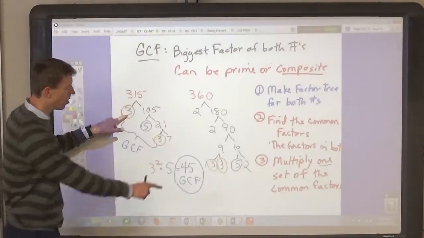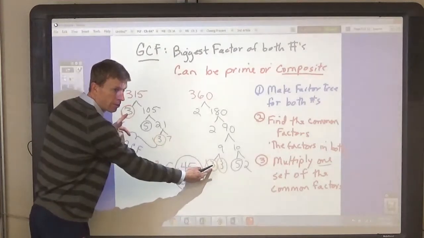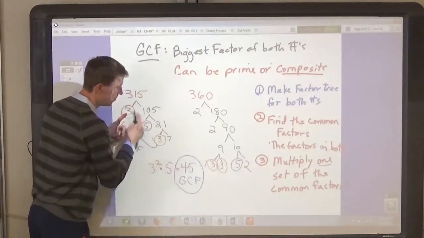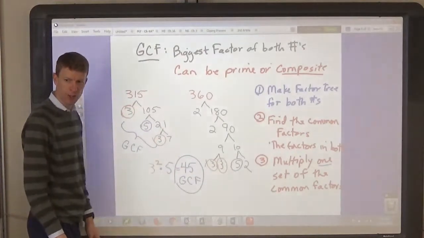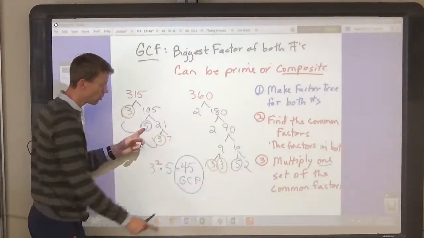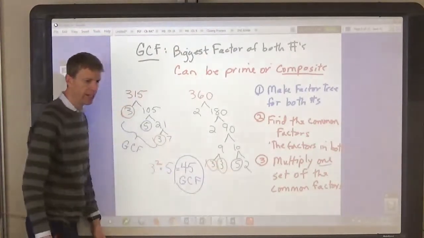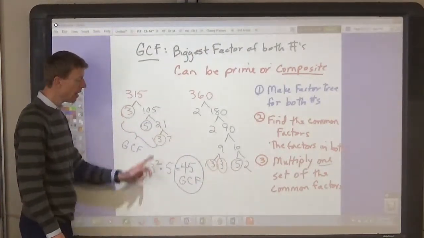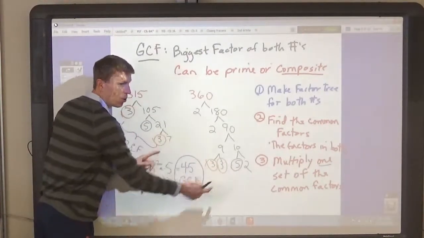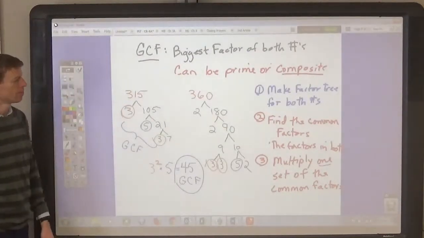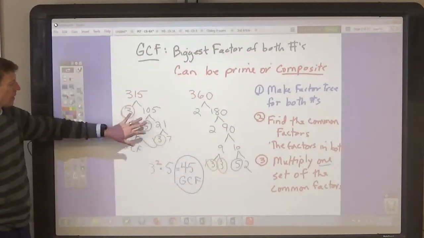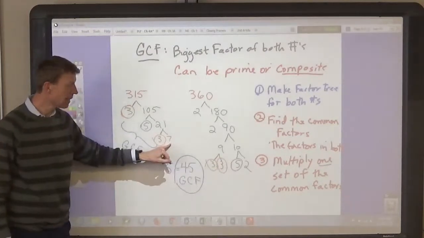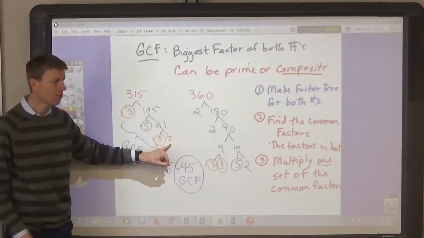So there's a 3 in both. So I circled a 3 in each of the trees. Then I circled a 5 in each of the trees because there's a 5 in both. And there's also another 3 in both. You circle the ones that are in both. I didn't circle the 7 in 315.